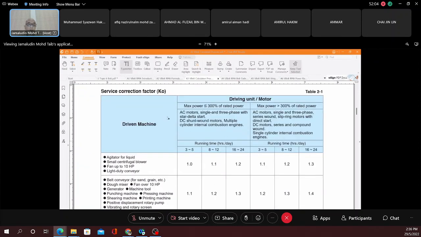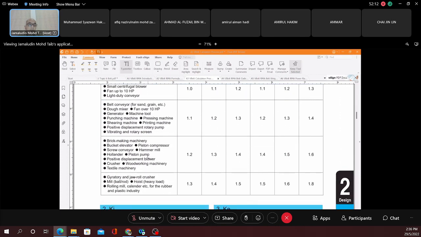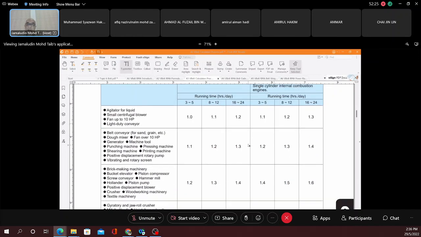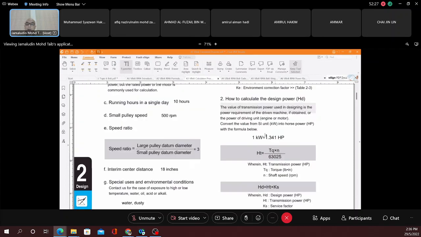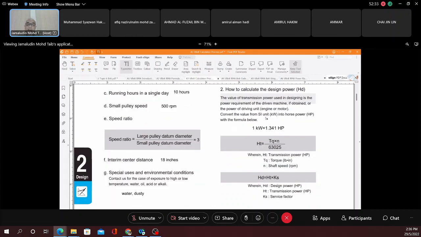Let's check what the K0 is. Look at the output. Type of motor, maximum power is going to be less or larger than the rated value, 300%, and the running hours. That will be the K0. Ki is going to be the position of the idler here.